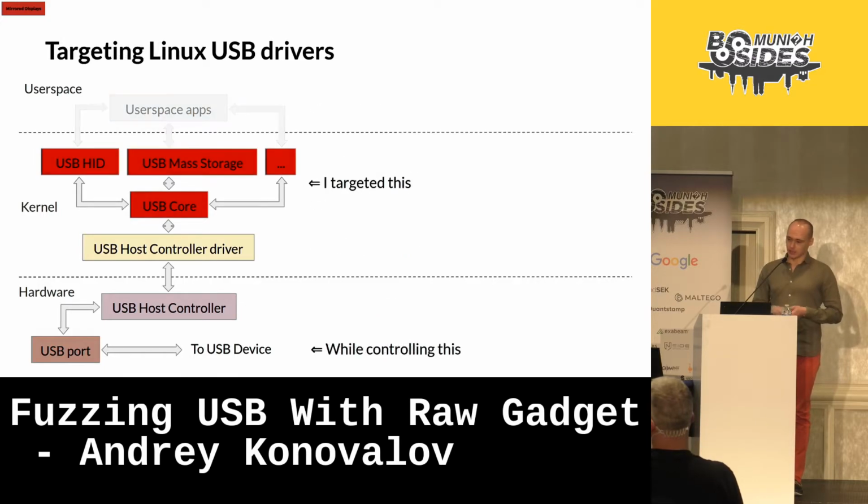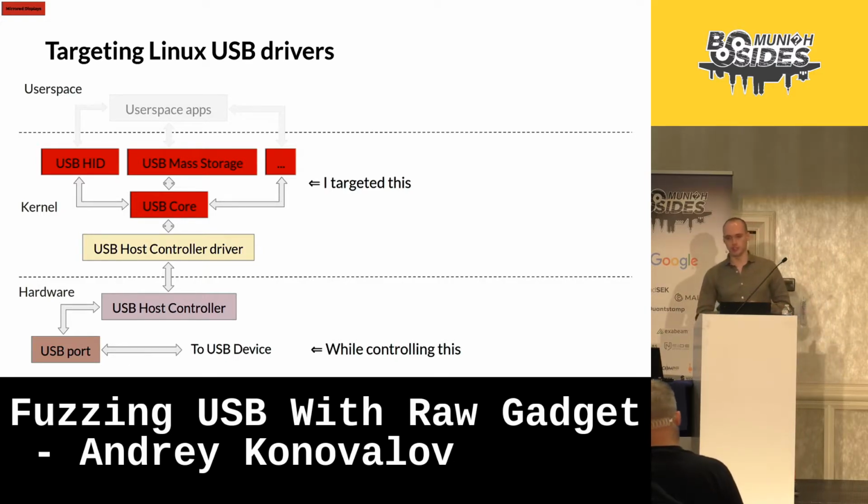So since I work with the Linux kernel, I targeted the kernel layer. And the parts I was interested in are the USB core and the USB drivers. The reason I didn't really care about the host controller driver is because different Linux devices might have different host controllers. And I wanted to find bugs in the Linux kernel that would affect every Linux device there is. So I wanted to find bugs in the parts of the kernel that are present on every Linux device.